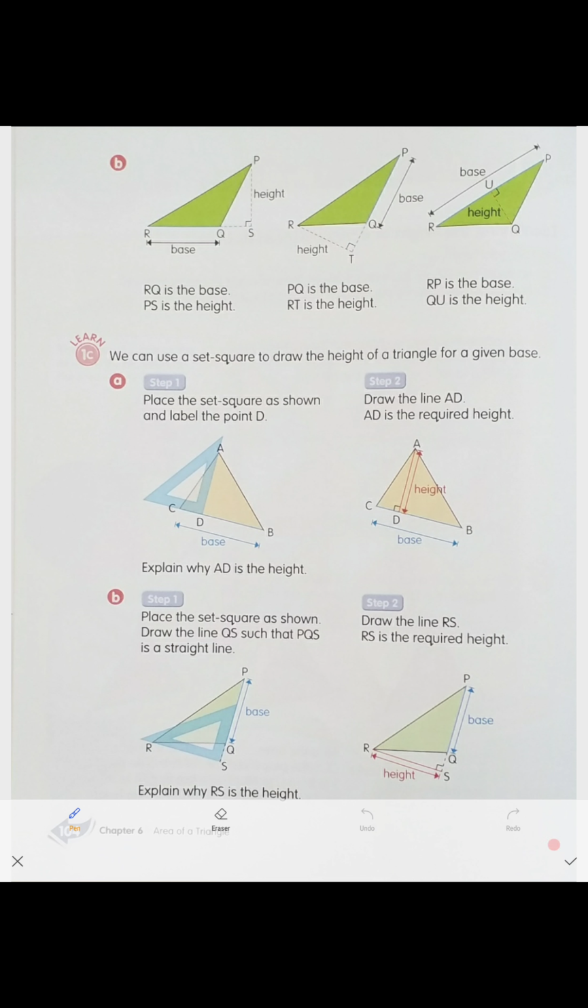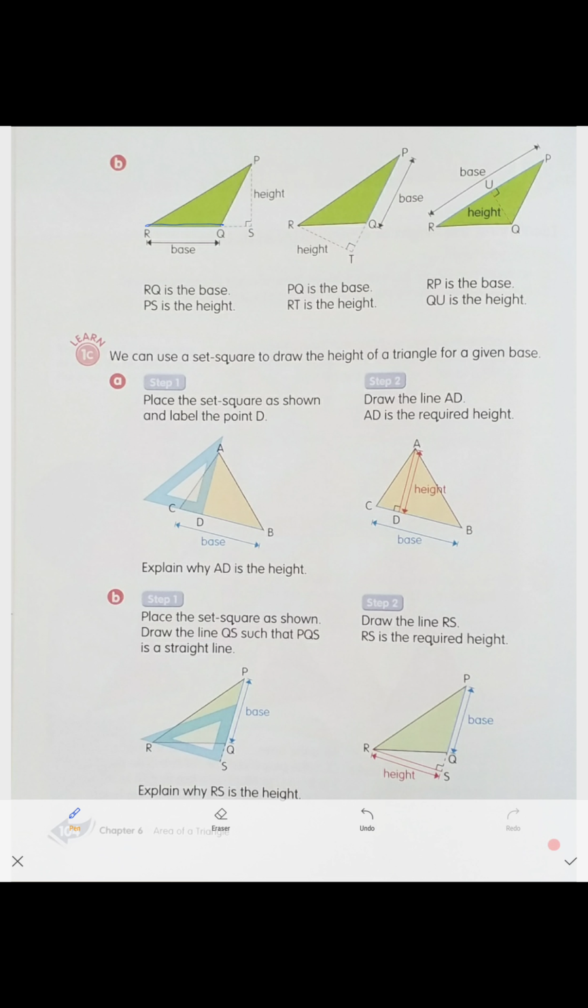Now, the situation is a little bit different if we take a triangle that has an obtuse angle, right? Like in this situation over here. So again, same thing. They show us the same triangle 3 times, and they show us that we can choose anything as a base. So in this case, RQ is a base, right?